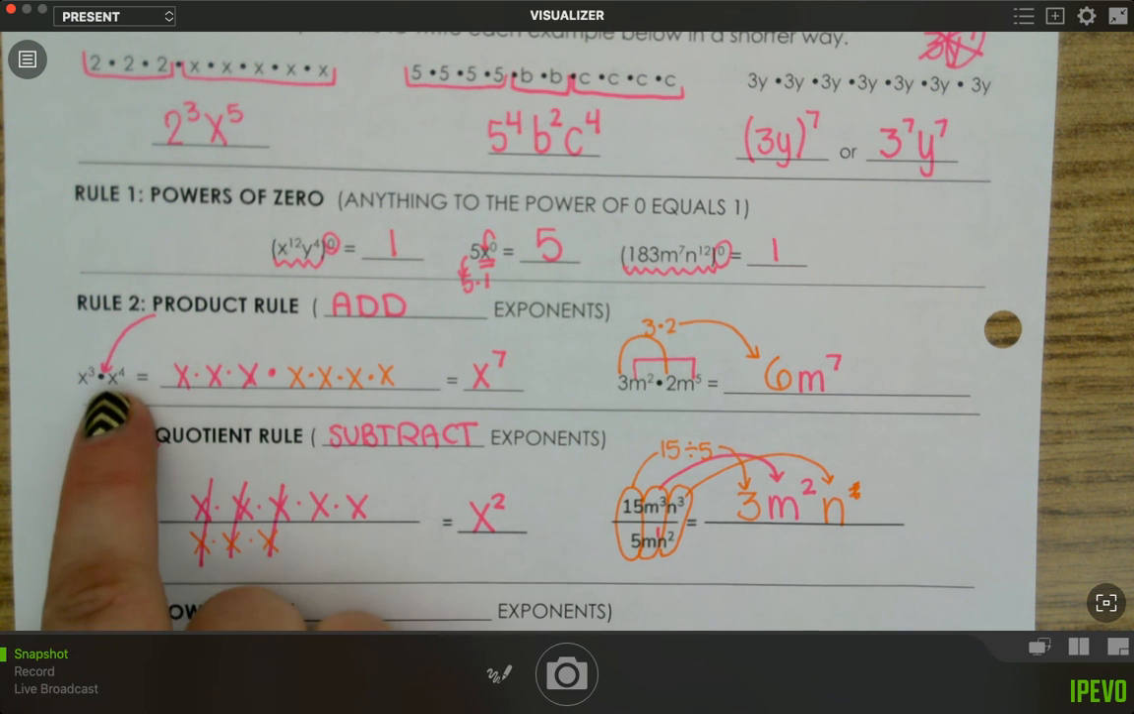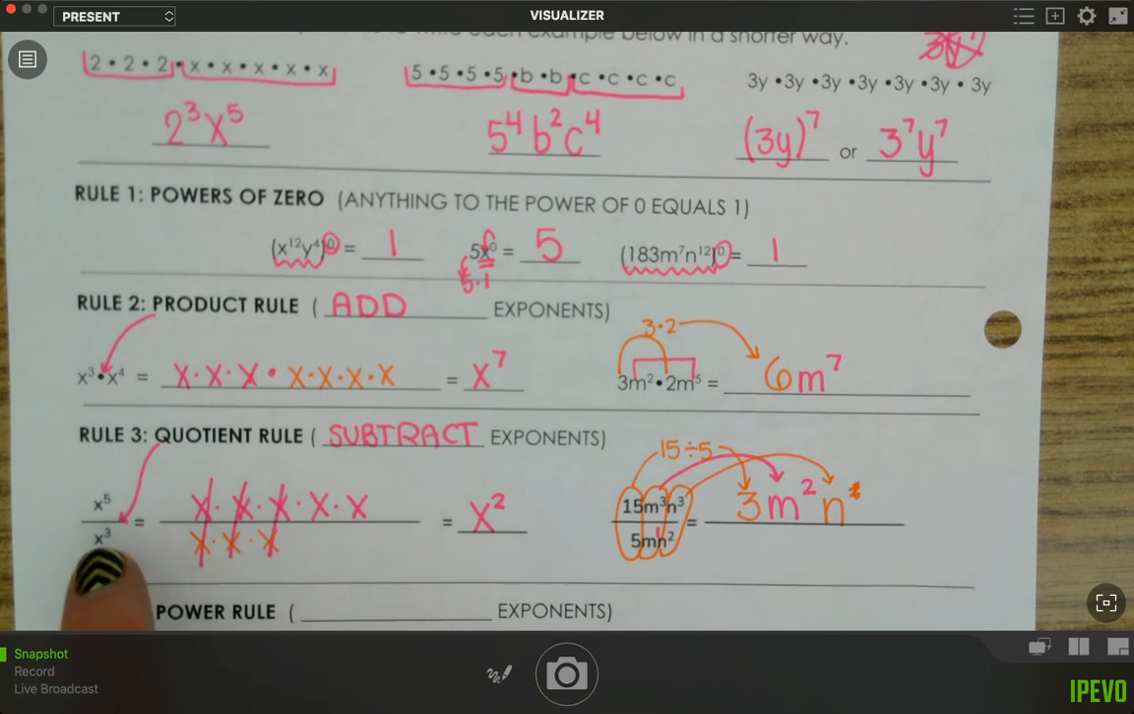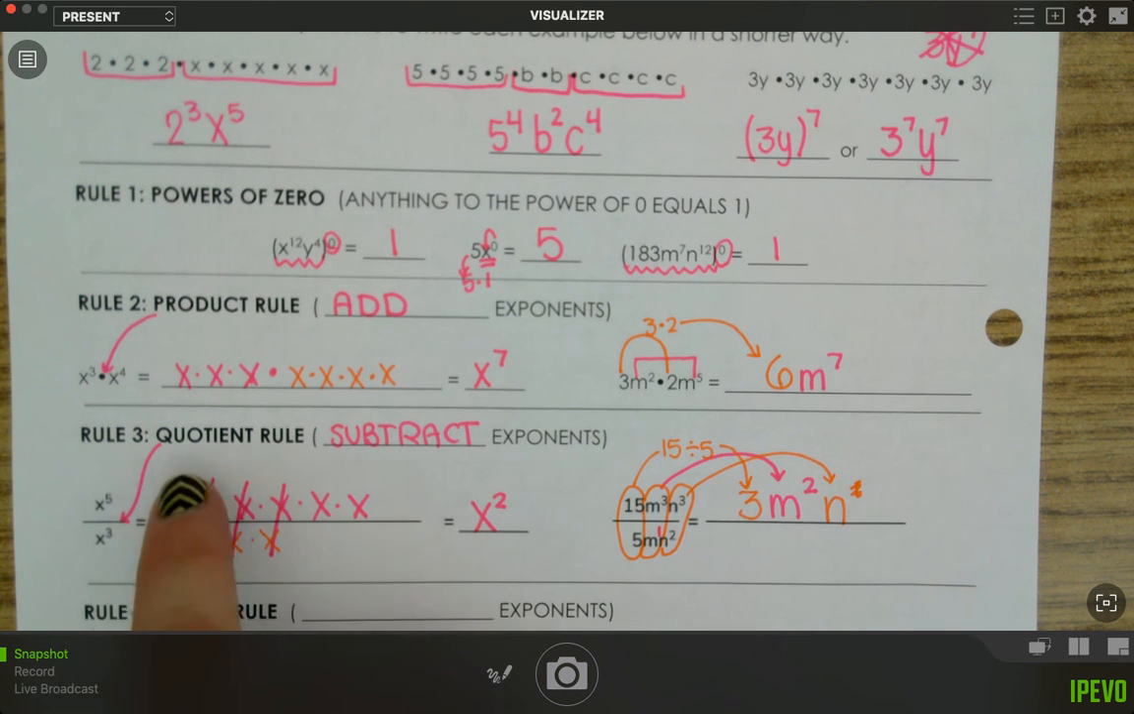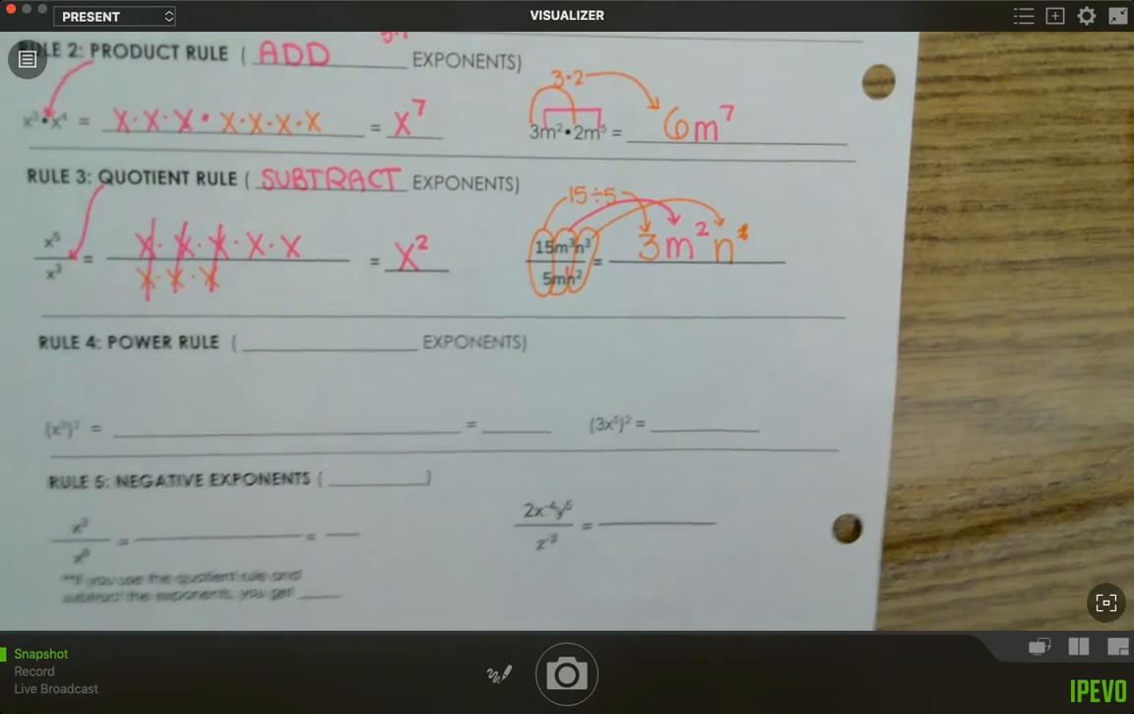Okay, so if they're next to each other side by side, they're being multiplied, add the exponents. Only if it's an exponent. If they're being divided like this, that's the quotient rule, and you'll subtract. Moving on down to the power rule.